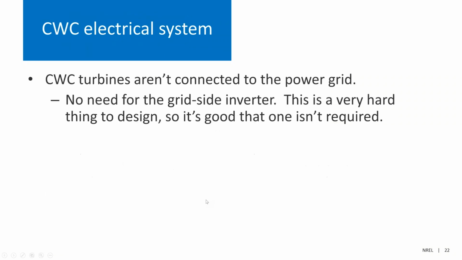The CWC turbines aren't connected to the power grid, which is a really nice thing because you don't have to create that grid-side inverter. And that's a very hard thing to design because the grid is very unforgiving. So it's a good thing that we don't require it. You only have to design the piece that connects to the generator, and then you get to design your own thing for the other side, your own load.